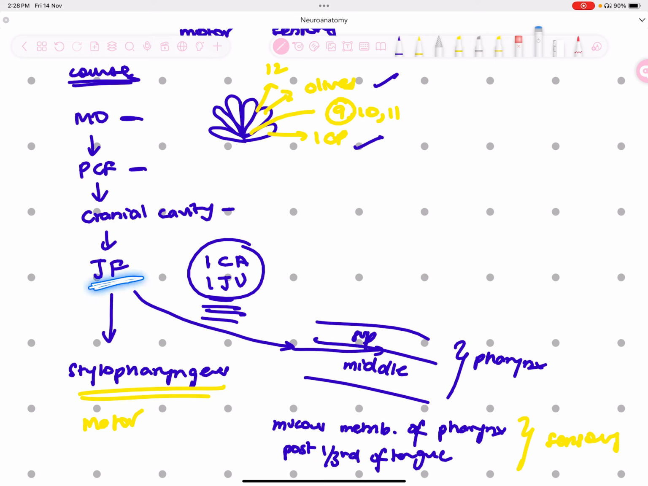So as it leaves the jugular foramen, the glossopharyngeal has two ganglia, right? One is the superior and the other is the inferior sensory ganglia. So these are situated on the nerve here itself.